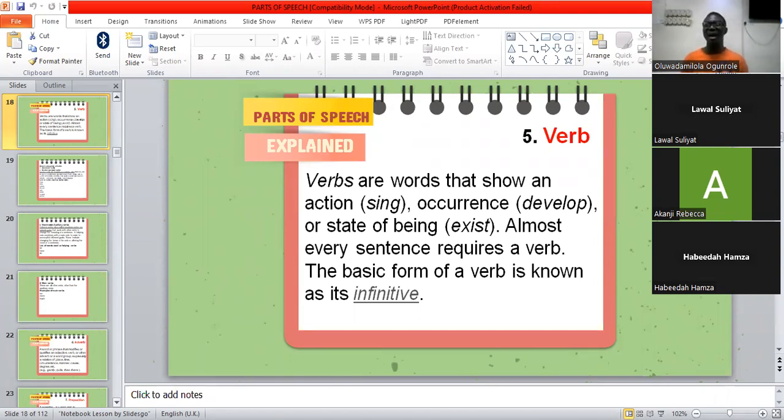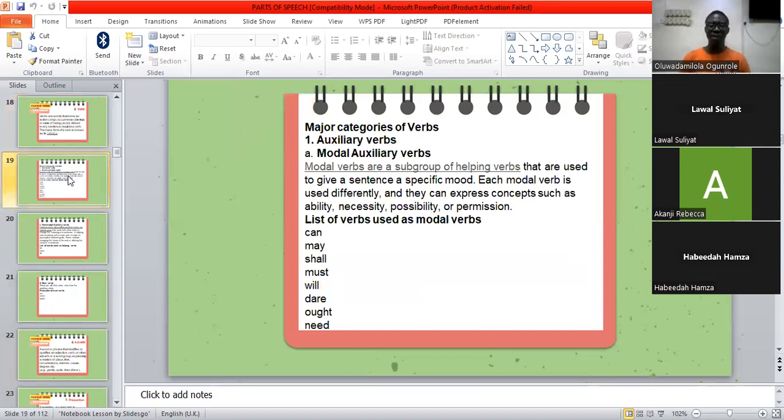So a verb is an action word. Anytime there is an action in a sentence, it is a verb you have used. It may be an occurrence, a state of being, or talking about an existence. It is required that in every sentence that you write, there must be a verb. And the basic form of every verb is known as the infinitive form. So if I have go, the base form of go is to go. If I have love, the base form of love is to love, and so on for every other verb in the English language.